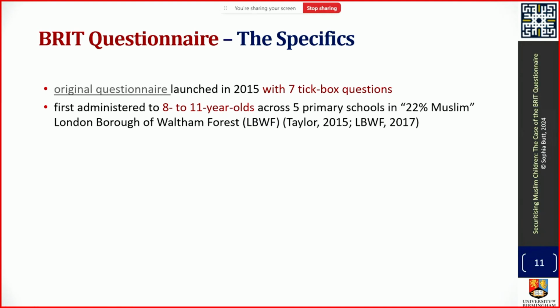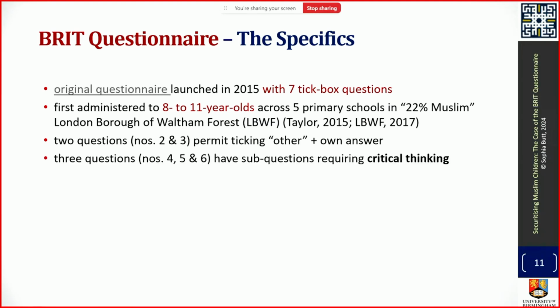But Waltham Forest is a little bit different in the sense that it's 22%, so let's launch it here, where there are a higher proportion of Muslims. So 2 questions, numbers 2 and 3, permit ticking other, with the youngster being able to provide their own answer if they wish.